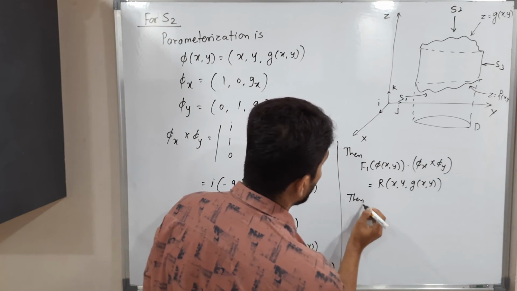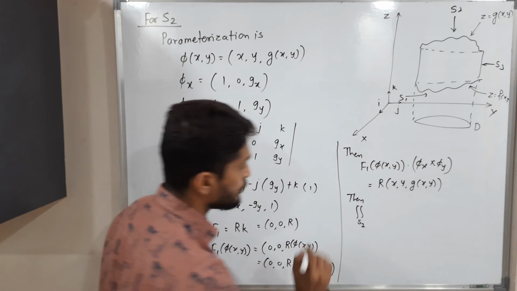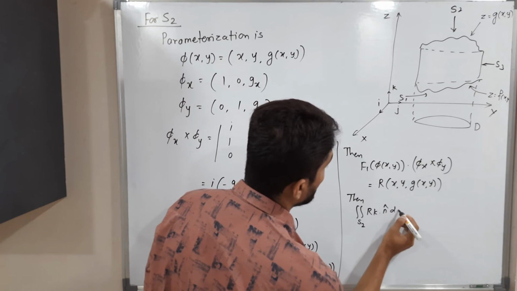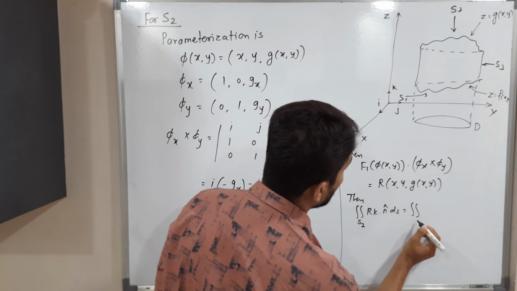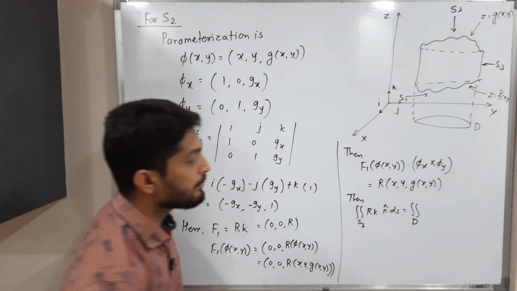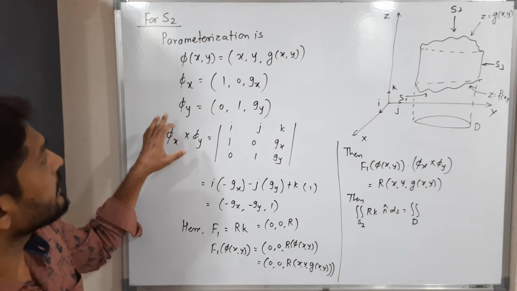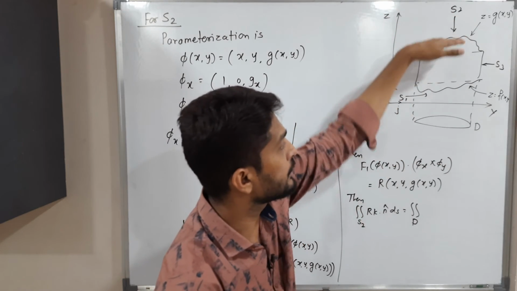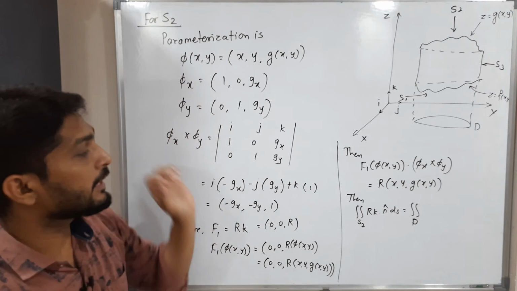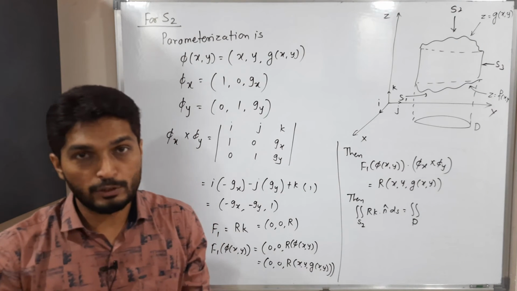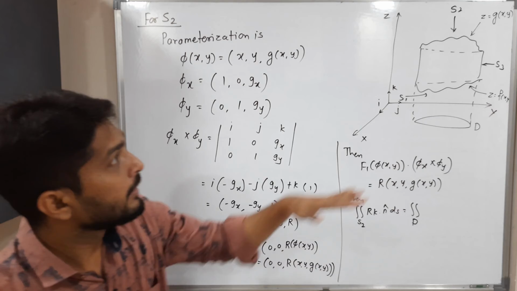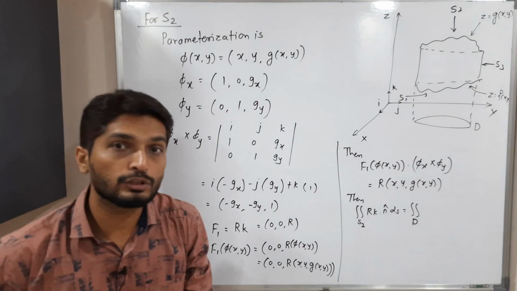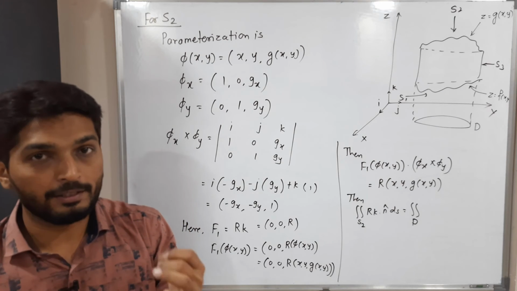So let us find the value. Double integration over S2 we are finding r k dot n cap dS. So this is equal to double integration over D. I am saying D because, as you can see, this S2 has a projection in the xy plane, which is D. So that parameterization is defined on domain D. That's why I should consider D. You are getting my point? So the surface S2 has a projection in the xy plane, D. So the parameterization is also defined on domain D.